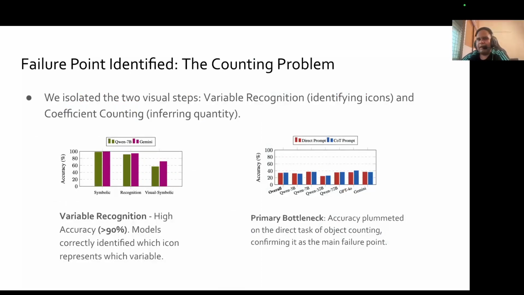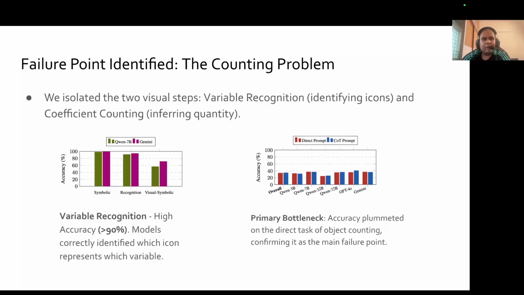So now we have our failure point identified, which is the counting problem, and to analyze it further, we isolate it into 2 visual steps. We try to figure out if it is able to recognize the variable correctly, that is, if it is able to identify the icons, maybe there is an icon mismatch. And on the other side, obviously, the coefficient counting. For variable recognition, as we stated before, the visual recognition capabilities are very high. It's able to accurately guess what kind of icon it is and map it to the correct variable.